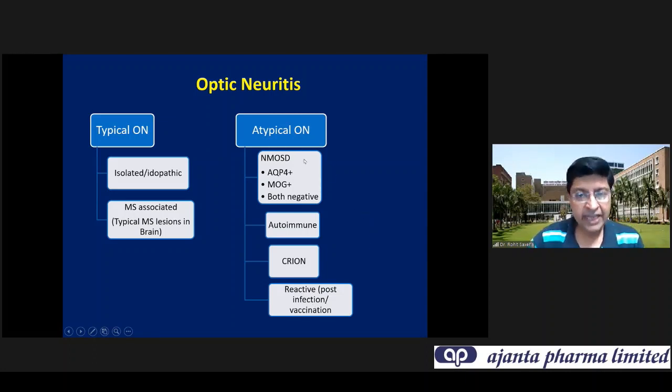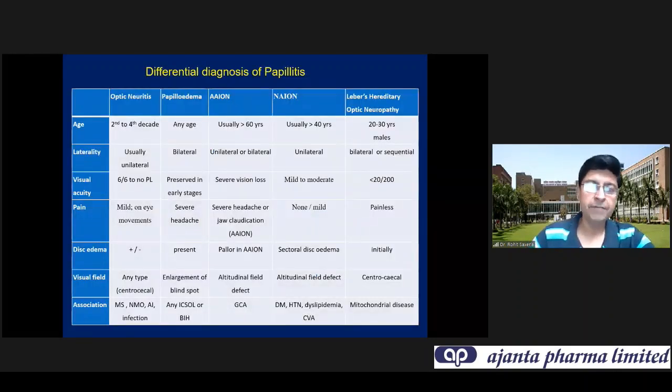So you have NMO spectrum disorders, which are now increasingly understood and are known to be a fairly significant component in our country. Autoimmune, a chronic optic neuritis, which may have a recurrent course associated with a lot of autoimmune disorders, and you have reactive or post-infection or post-vaccination. So these are the clinical divisions of optic neuritis and their possible associations or possible etiologies, which will direct us towards our investigations and line of management.